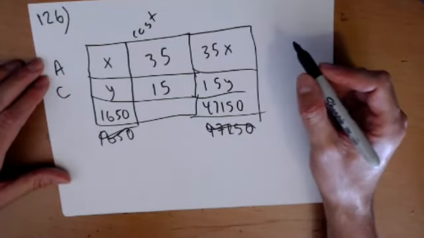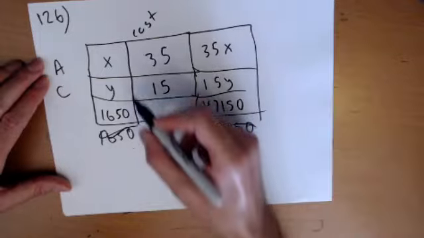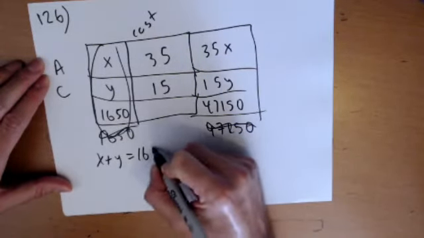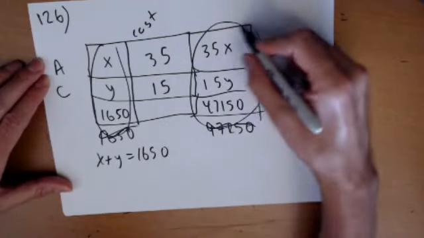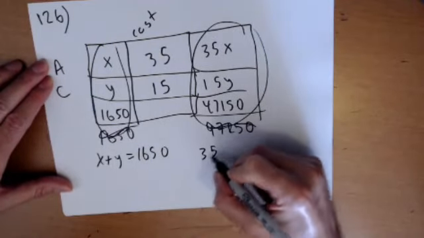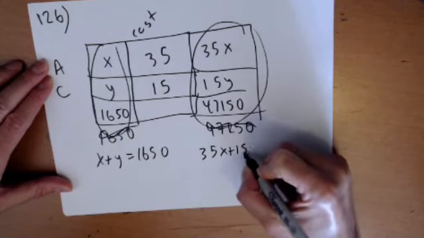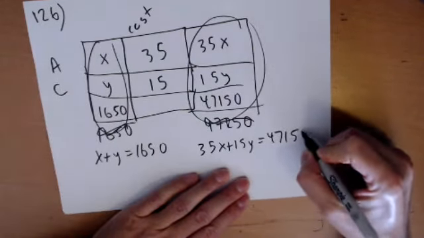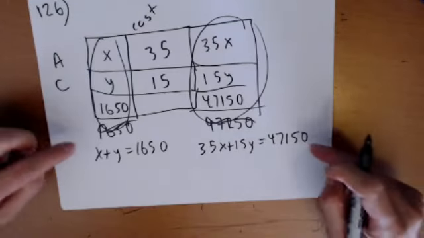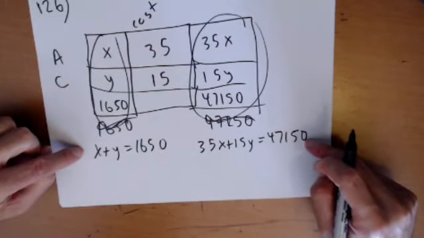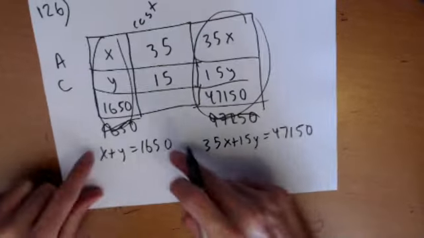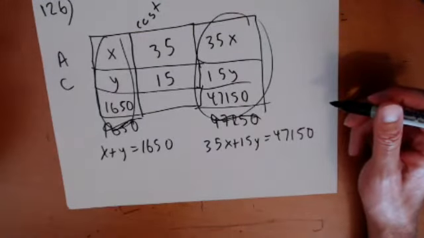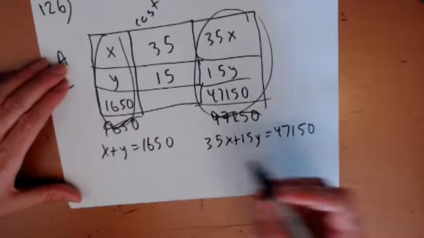Okay, so that way we have this relationship, x plus y is equal to 1,650, and this relationship right here, 35x plus 15y is equal to 47150. Now, do you want to do the elimination method? If so, you could put this under here. Or do you want to do the substitution method? Well, I'll just do the substitution method.